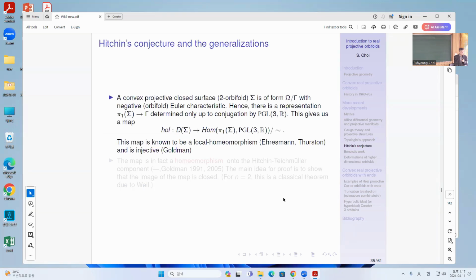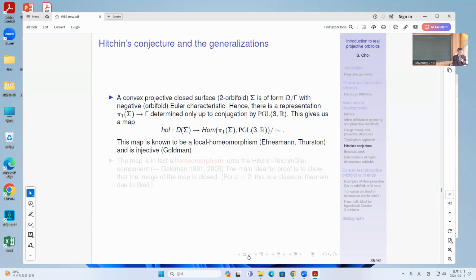Okay, so then we go to Hitchin's conjecture and the generalization. So you have a convex cross orbifold, or surface or orbifold of the form Ω/Γ, with negative Euler characteristic. Then there is a representation determined only up to conjugation by PGL(3,R), and this gives you a map. So you have a deformation space and go to the character variety, though it's not a variety in the algebraic geometry sense, of course.